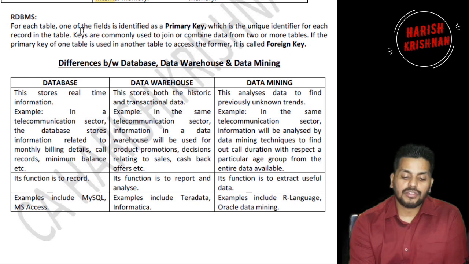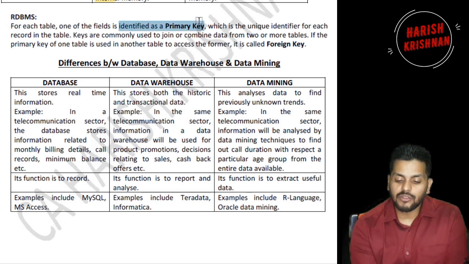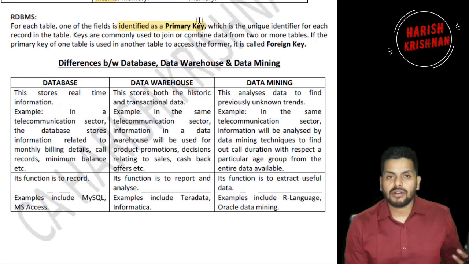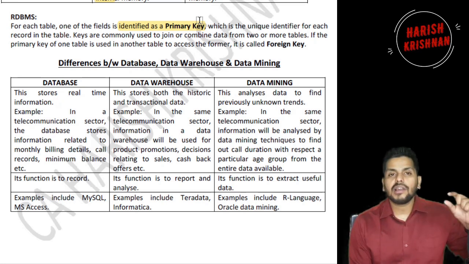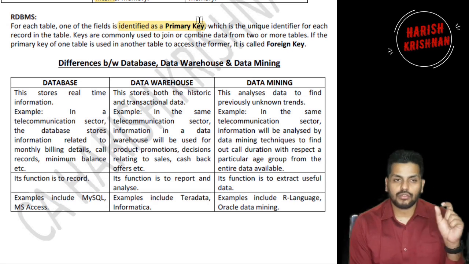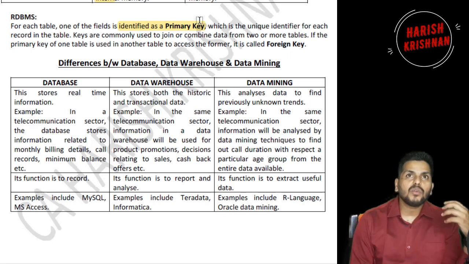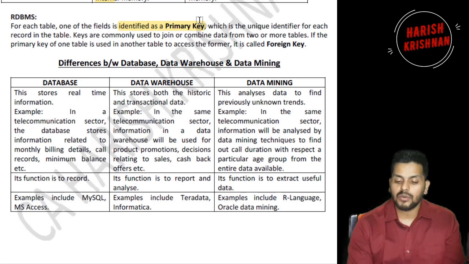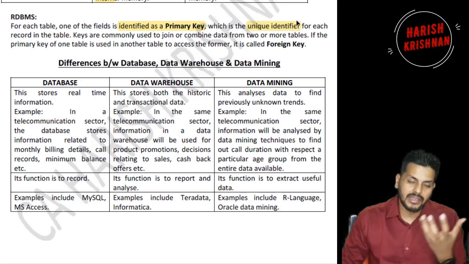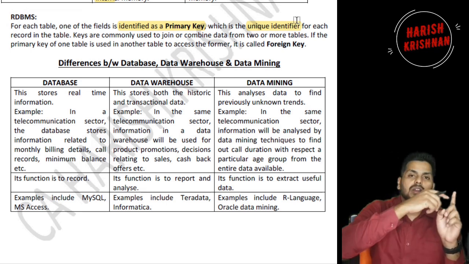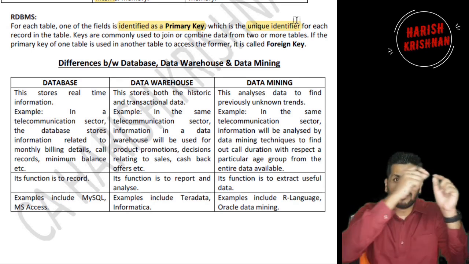For each table, one of the fields is identified as primary key. Now, I hope those of you who know the concept of how an RDBMS works know that every box will have one key identified as the primary key, which will tell you what that table is all about, which is nothing but the unique identifier for each record in the table.